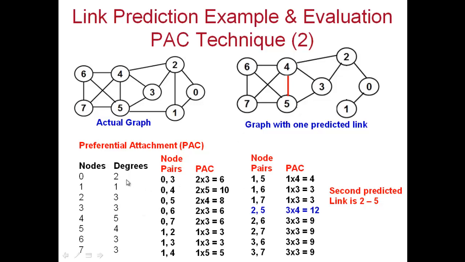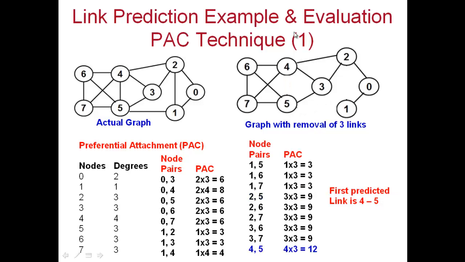So 0, 3, again it's 2 times 3, which is 6. Then 0, 4 is going to be 2 times 5, which is 10. 0, 5 is 2 times 4, which is 8, and so on. So 2, 5 is 3 times 4, which is 12. That is the largest value among all the PAC scores, and there's no tie. So we'll just say the pair 2, 5 is predicted to have the second link.